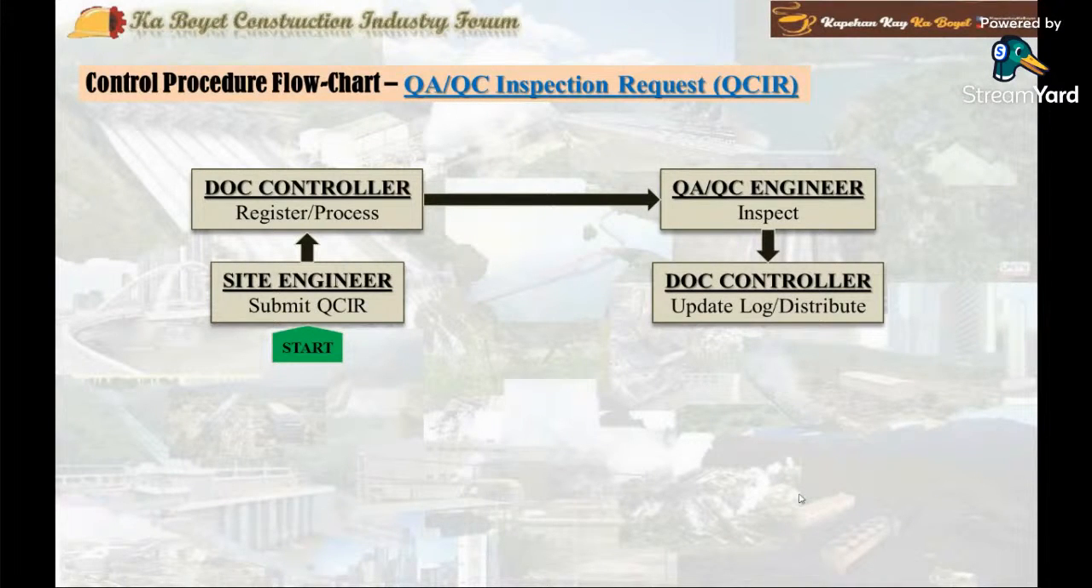Step 4, the document controller updates the log registry, distributes the form to the site engineer or supervisor, and copy furnishes the contractor project manager or project in charge.